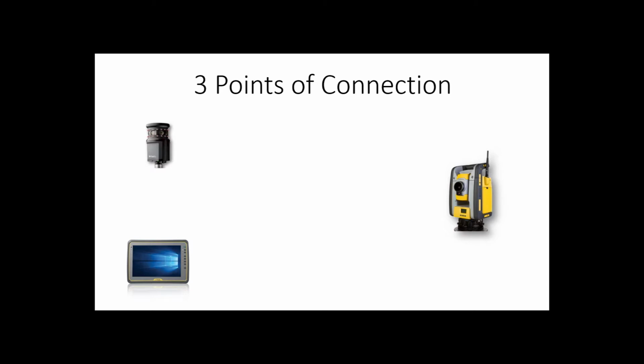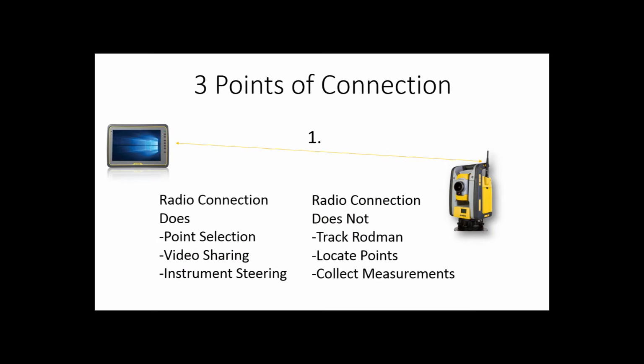There are 3 points of connection between the survey instrument and the Rodman. The first point of connection is between the tablet and the instrument, which is a radio connection. The next connection is between the instrument and the prism, which is also a radio connection. The third connection is between the instrument and the prism, but this is an optical connection. Each of these 3 connections are critical and perform different functions.